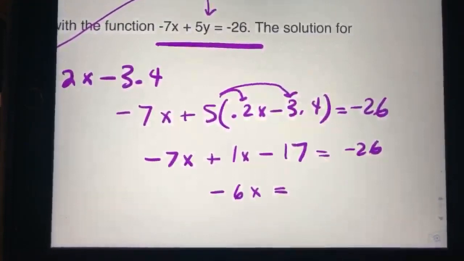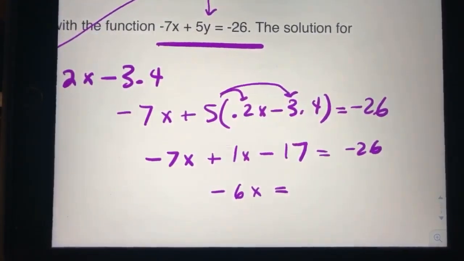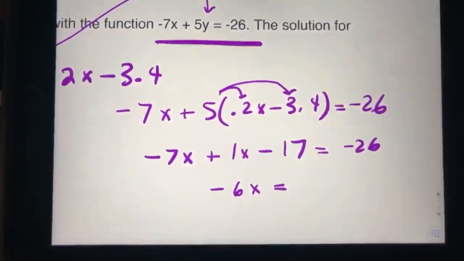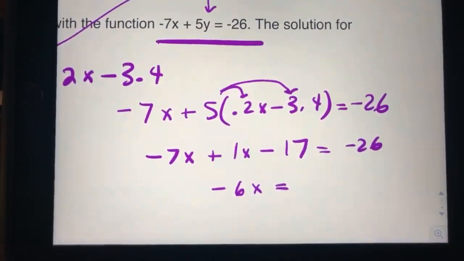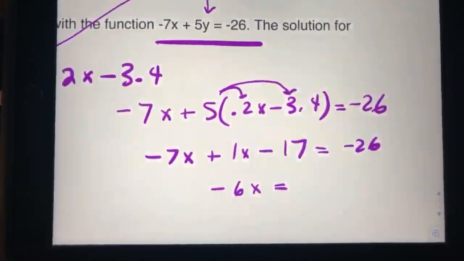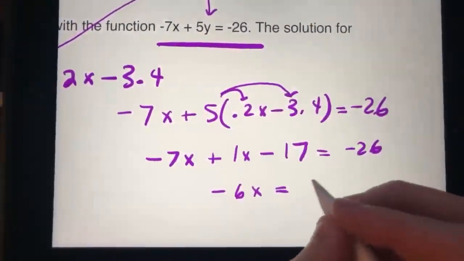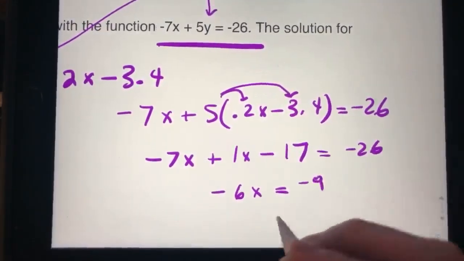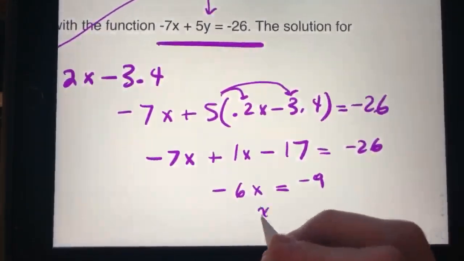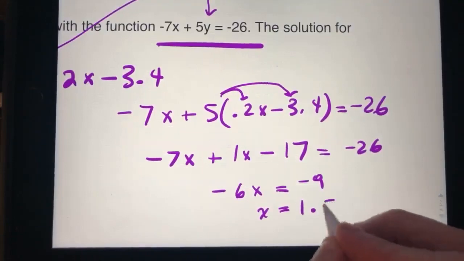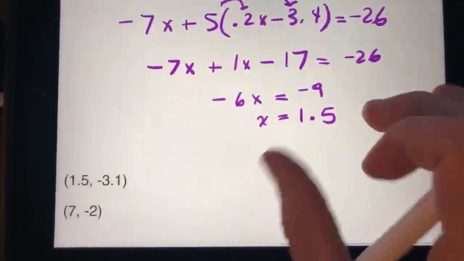So really, the whole gimmick with this, if you will, is knowing how to look at a table of values and come up with the equation for it. So once you do that, you're going to get there. If we push the 17 over, that's going to be negative 9. We divide both sides by negative 6 and get 1.5. Not a perfect value, but not that messy of one.